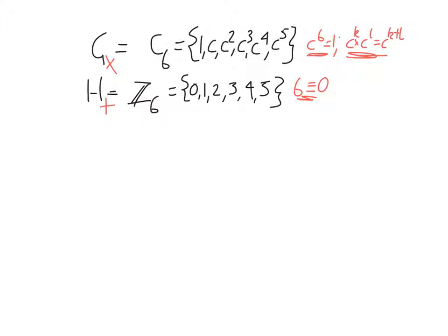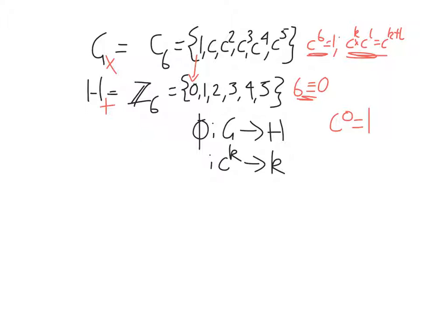To show that they're isomorphic, I have to show that there is a map between them that is an isomorphism. So I've got to define a map. I'm going to define the map phi, which goes from G to H. What it's going to do is take the element C to the power of K in G and map it to K in H. It's just going to map each element in G to whatever its power is in H. Note, C to the power of 0 is equal to 1. That's just the index law. So this map phi is going to map 1 to 0, C to the power of 0 to 0, C to the power of 1 to 1, C to the power of 2 gets mapped to 2, and so on.